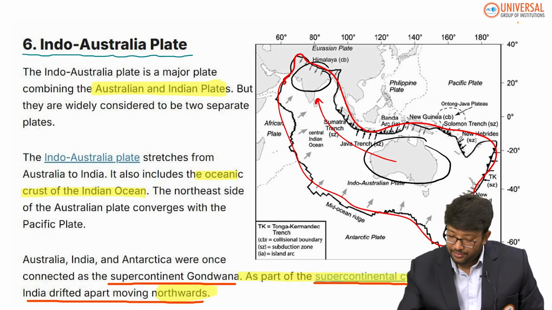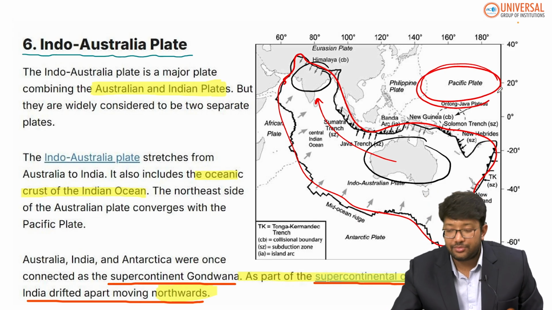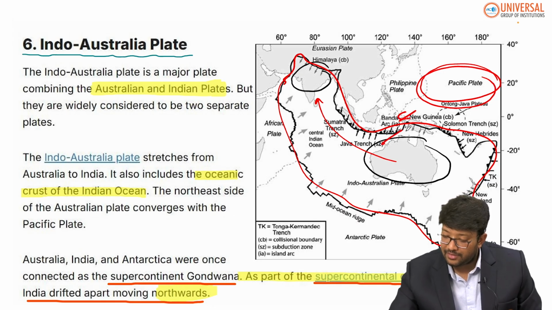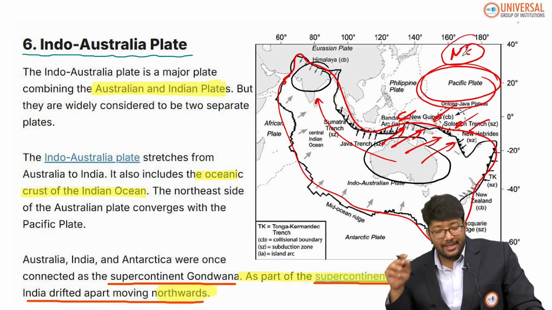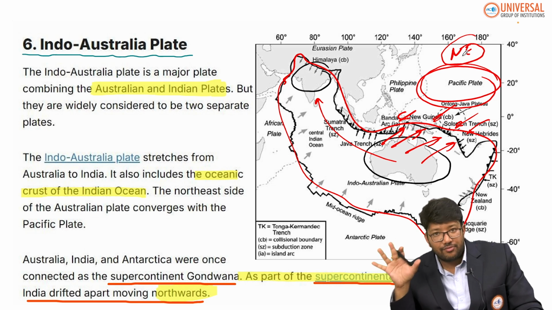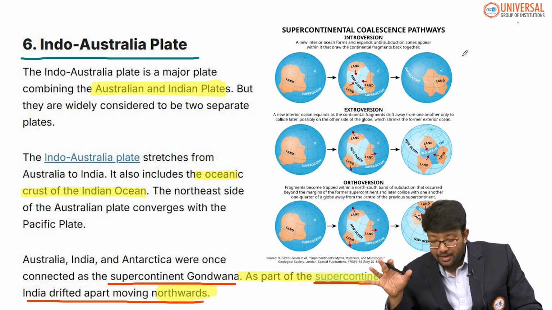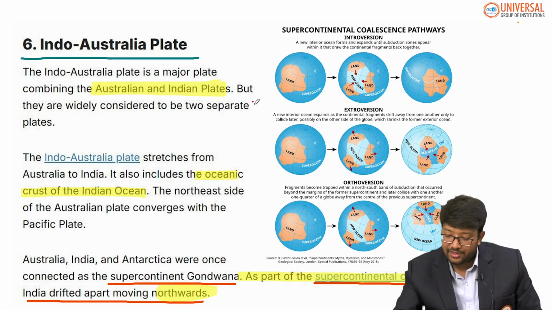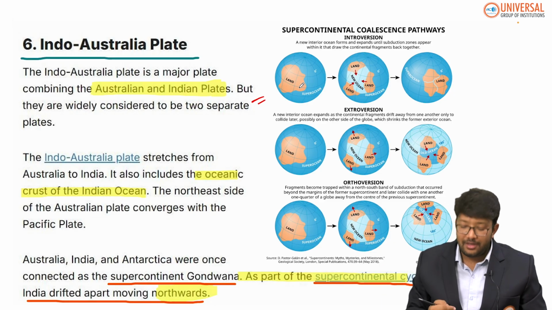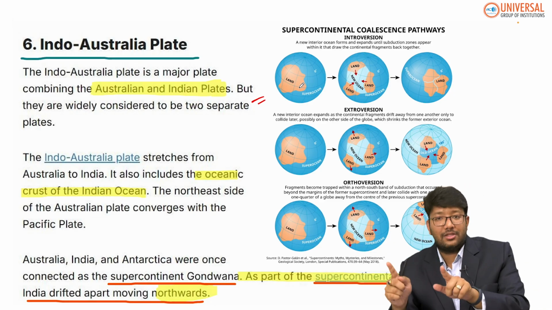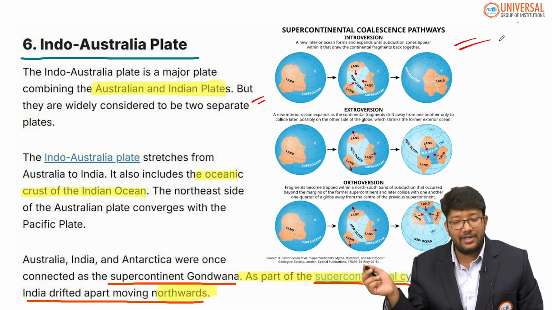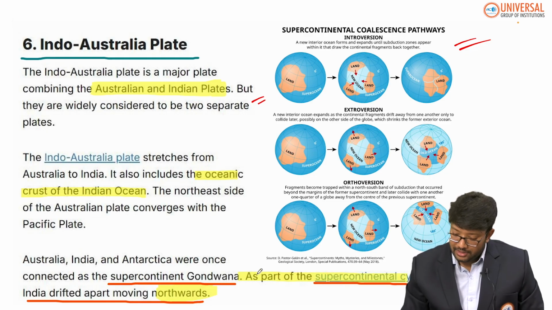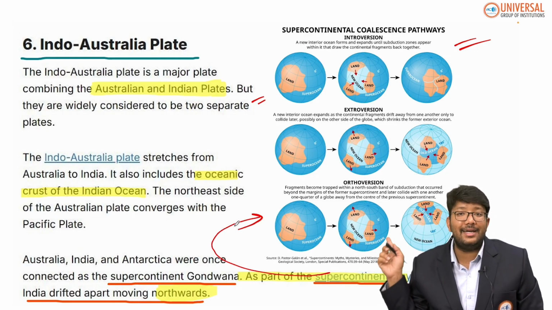So the northeast side of the Australian plate is converging with the Pacific. This is the Pacific plate, students. This particular part is converging like this with the Pacific plate, in the northeast. This is our northeast area. Okay. So Australia, India, and Antarctica were once part of the supercontinent Gondwana. As part of the supercontinent cycle, as you can see, India drifted apart from Gondwana northward. Earlier we were also part of Gondwana, as I already told you. This particular diagram you can pause the video and check. This is the supercontinental cycle.